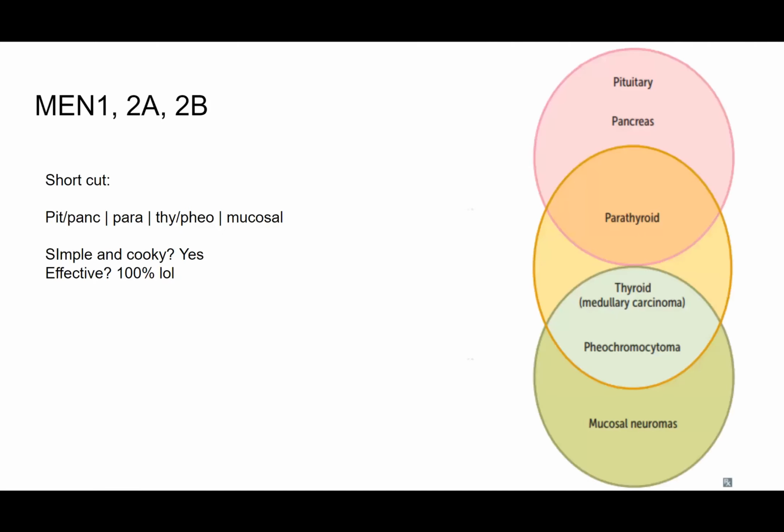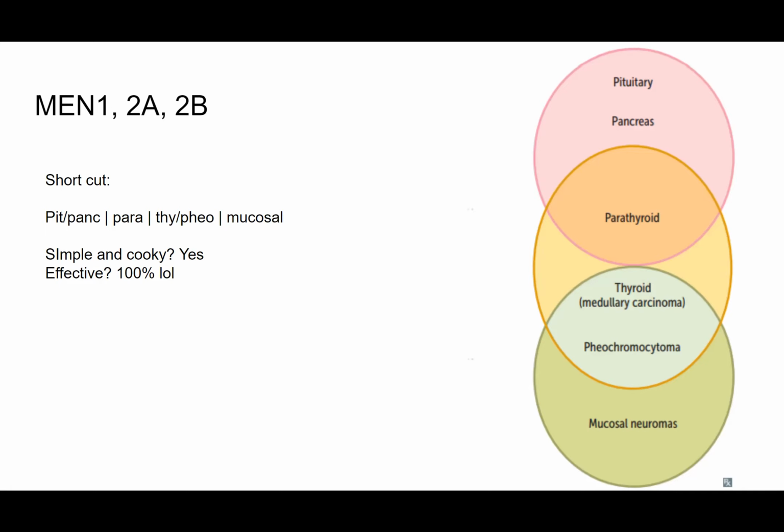Okay, now my super kooky trick. This nice little picture is from First Aid. I call it the MEN Venn diagram, but essentially what I did is I just shortened everything and put it into this little, I don't know what to call it. In my head, the way I say it goes: pink parathyphio-muke. I know it's dumb, it's weird, but it works 100% of the time. So I set this up.